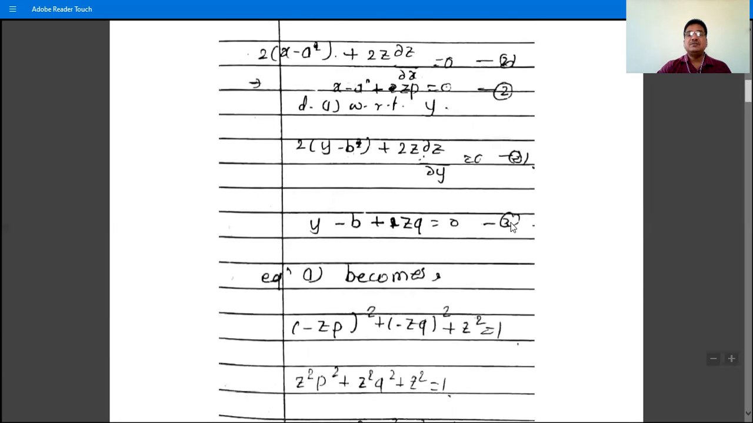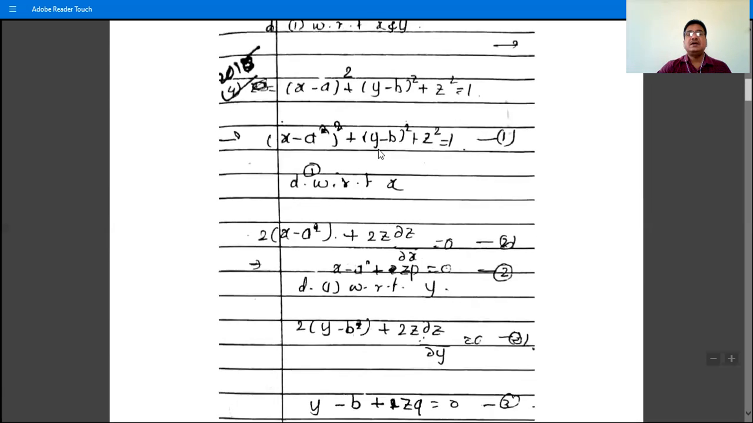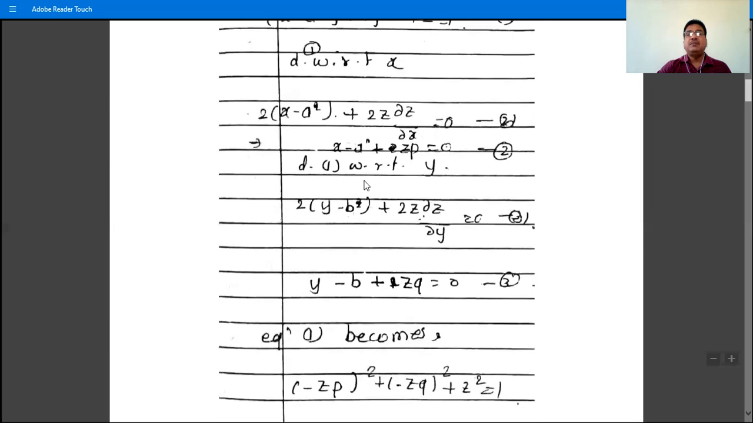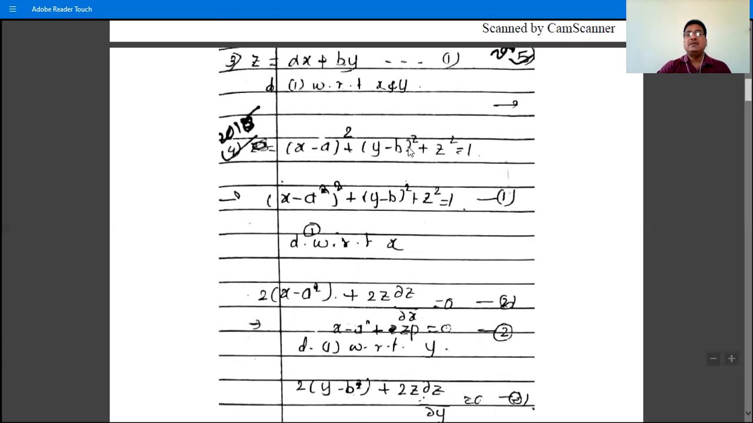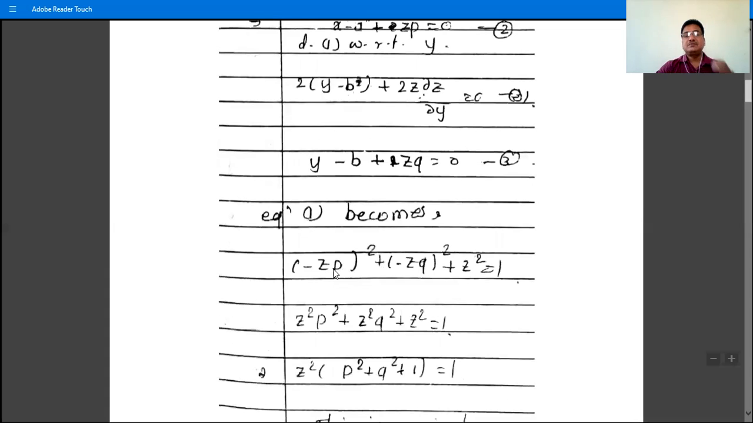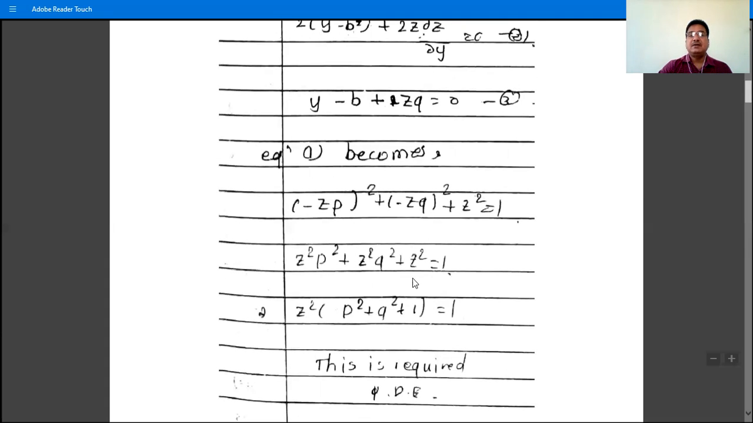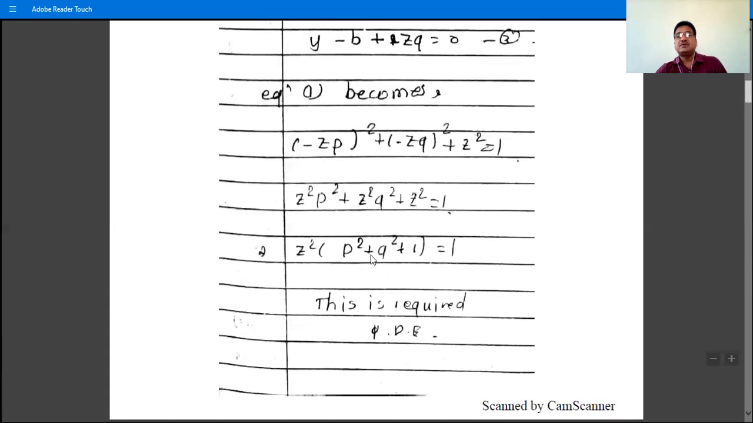And then equation 1 becomes (x minus a) whole square. So the value of x minus a is minus zp from equation number 2, and the value of y minus b is minus zq from equation number 3. So substitute these values of x minus a and y minus b in equation number 1. We have (minus zp) whole square plus (minus zq) whole square plus z square is equal to 1. So z square p square plus z square q square plus z square is equal to 1. And if we take z square as common, then we have p square plus q square plus 1 is equal to 1/z square. This is the required partial differential equation.